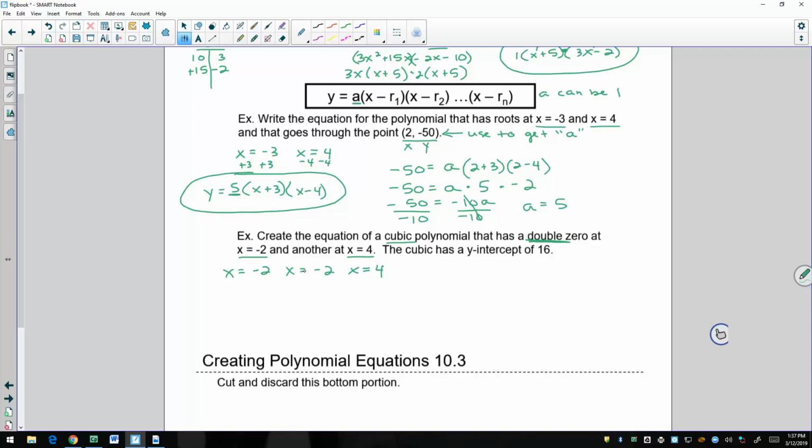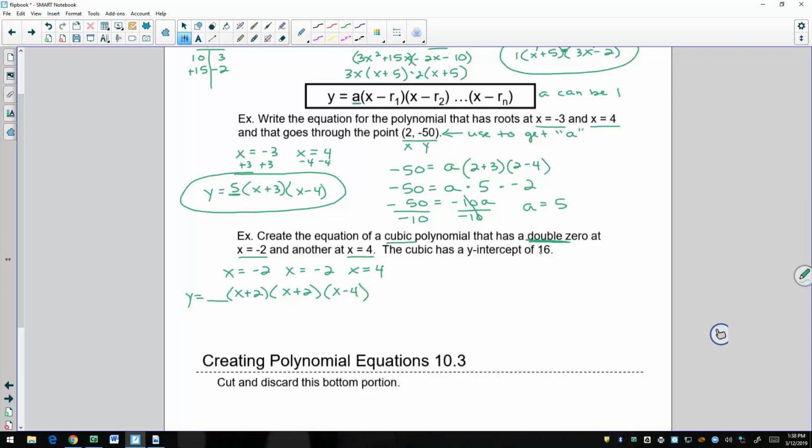So now I'm going to get these numbers onto the same side as x to get my factors. So I'm going to add 2, so I get x plus 2 as my one factor. I'm going to add 2 again, so x plus 2 is my other factor. And then I'm going to subtract 4 over, so x minus 4 is my other factor. So my equation is going to look something like this. I now just have to figure out what a is, if there is an a.